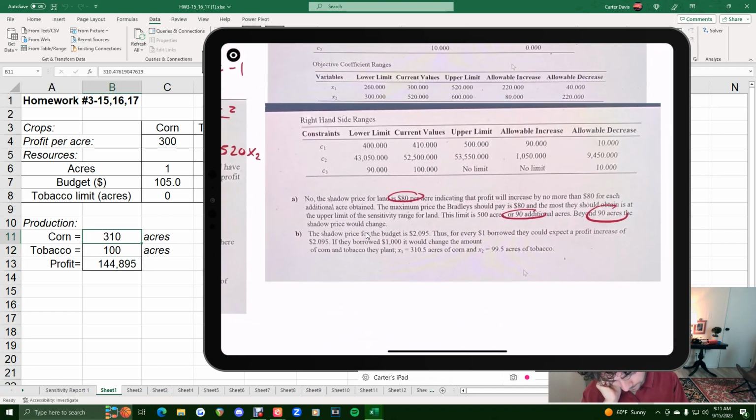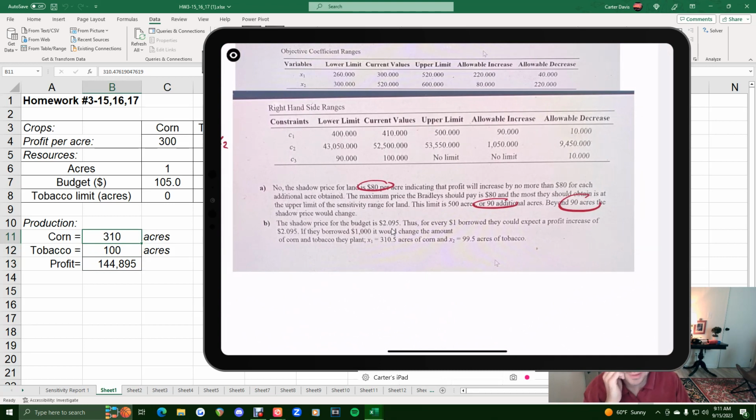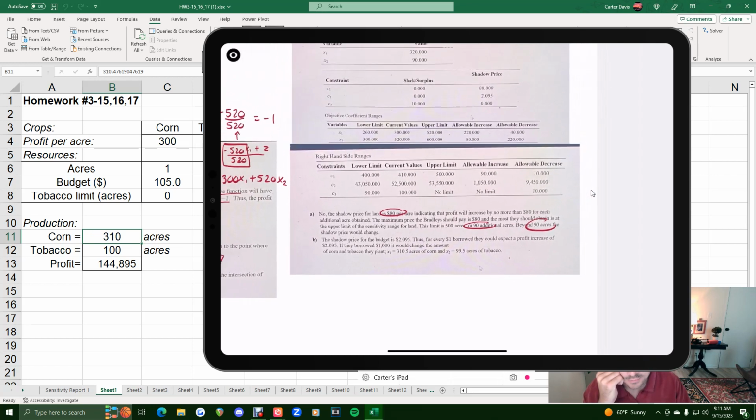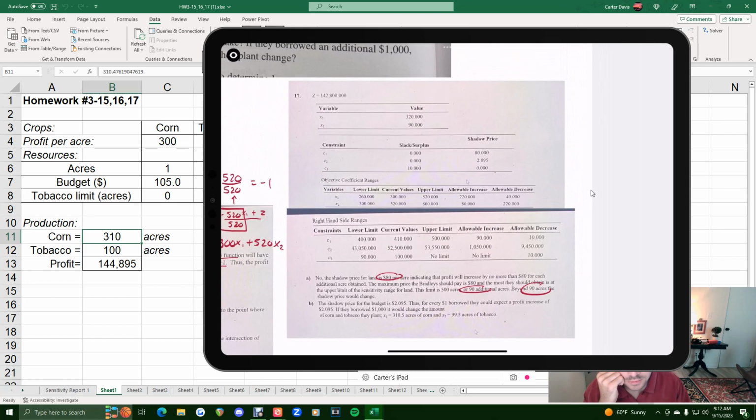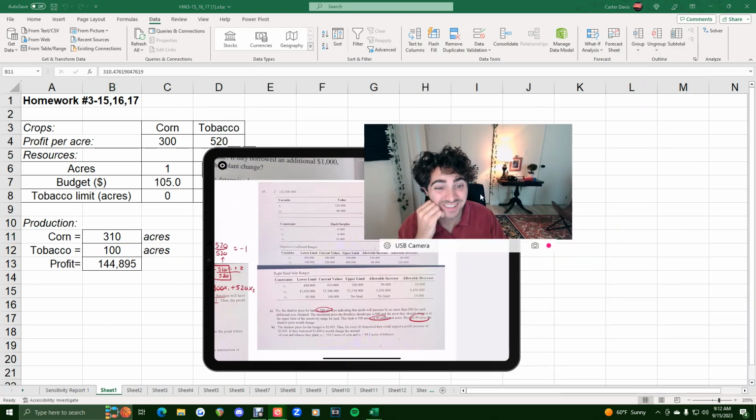Let's see what they say. The shadow price is 2,095. That's the $2.10 that we saw before. $1 could increase the profit by that much. If they borrowed 1,000, it would change the amount to 310.5 and 99.5, or about 310 and 100. That's pretty much the same thing. Okay, I hope that makes sense. If you have any questions, definitely let me know. But I hope this was okay. All right.